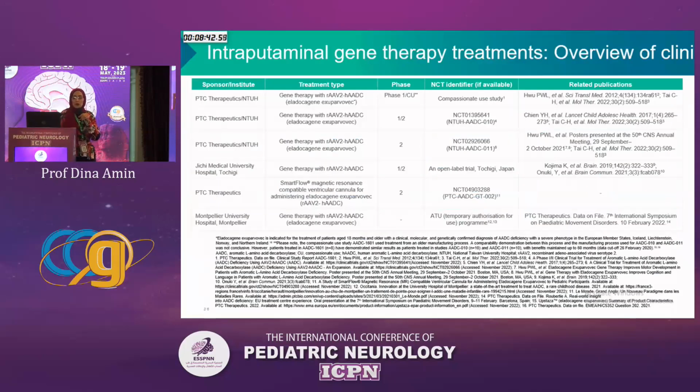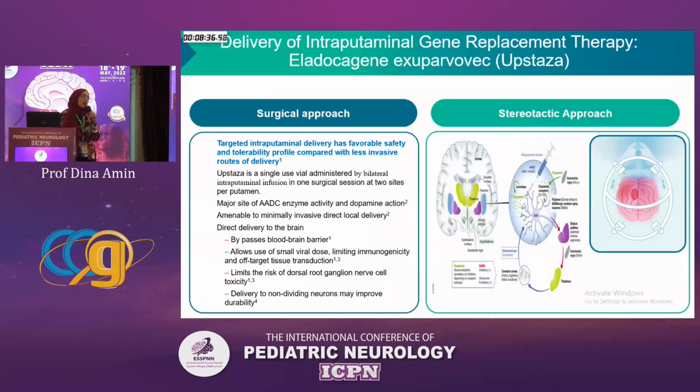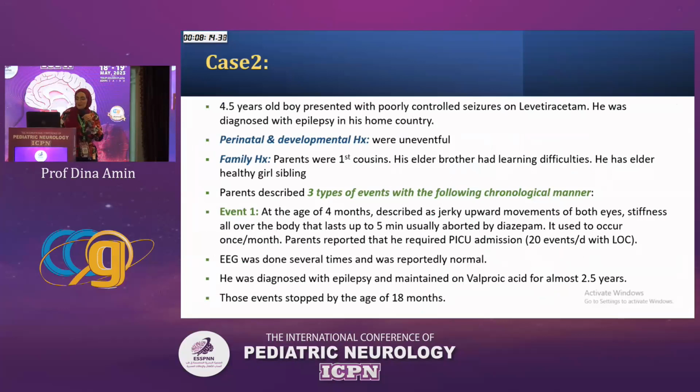There are, of course, many clinical trials that have been looking into gene therapy, and I will not go through this, but finally in July 2022, the European Union granted the approval for Upstaza as a gene replacement therapy, which is injected intraputaminally, whether through a surgical approach or through a stereotactic approach. So this is why it is important to recognize this, because it has treatment. Eventually, it's very aggressive, but this is the way.